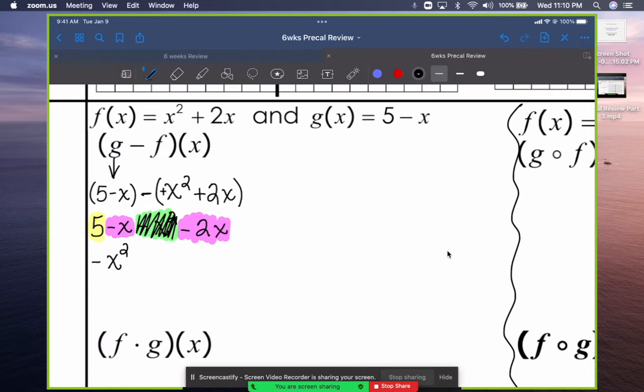Okay, so I'm going to go ahead and combine the pink here. I have a negative 1 minus 2x, so that'll give me a negative 3x. And last but not least, I have a positive 5. And this will be my final answer.